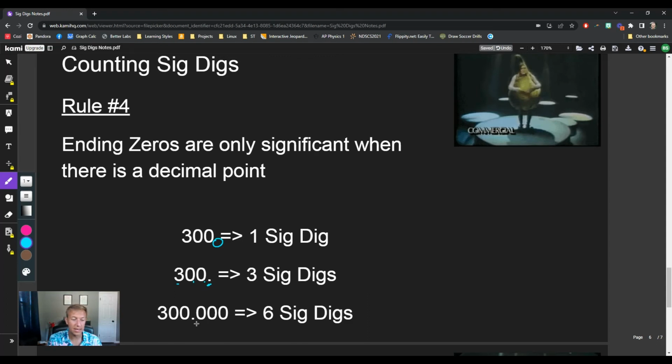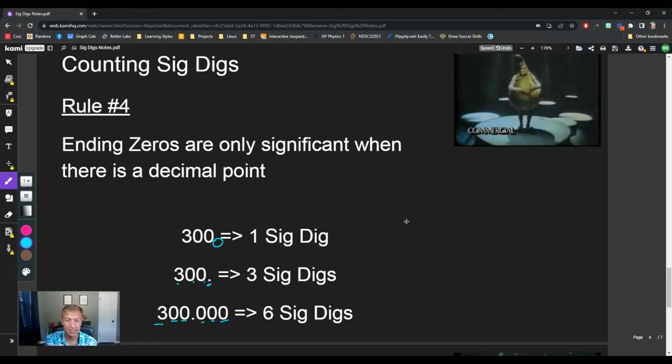Now we can go beyond this, and any zeros after the decimal point are significant as well. Any zeros at the end of the number are significant when there is a decimal. I keep misspeaking. I apologize. So 300 with a decimal and all those zeros is a total of 6 sig digs. 1, 2, 3, 4, 5, 6.